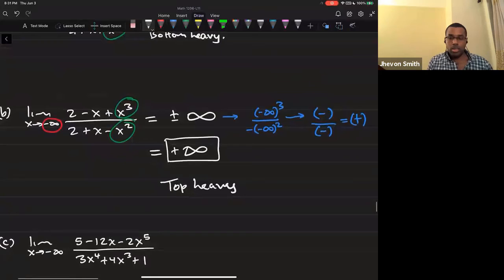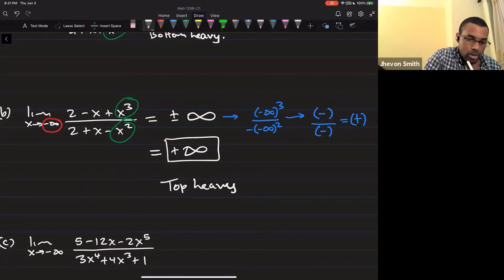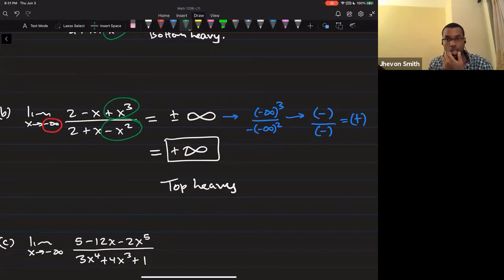So when it's top heavy, it takes a little bit more time because you have to pay attention to the signs. You have a negative x squared and a positive x cubed. What does that mean for the sign if I'm plugging in a negative number for x? That's what you have to think about. And if you ignore everyone except the biggest terms, they would be positive. Overall, it will give you a positive calculation.